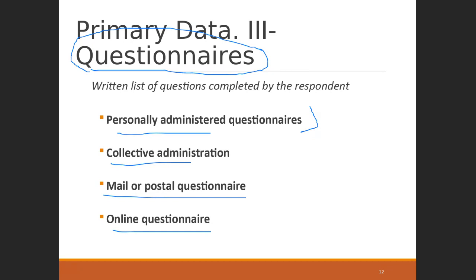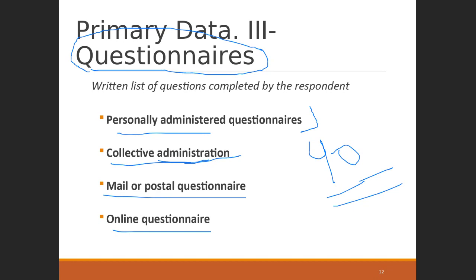But you can also use collective administration. For instance, you can collectively administer your questionnaire in your class, and your class size is 40 students, for instance. You can invite them to a class, or when a teacher leaves the class, you can take the time of the class. You can distribute your questionnaires, you can print them, or you can send them through a link, and then you can collectively administer them.